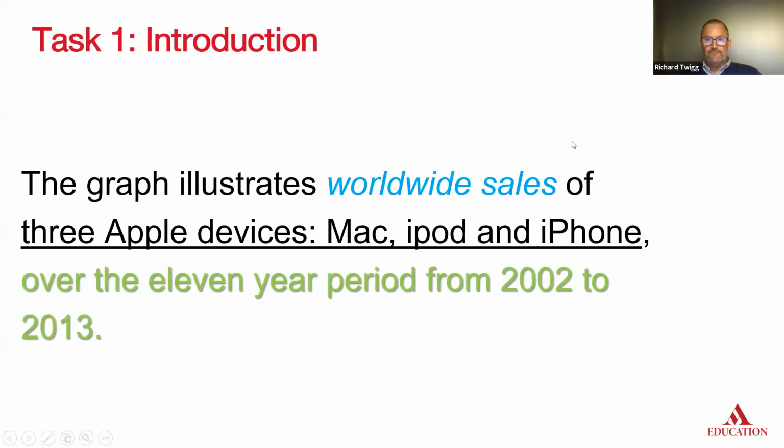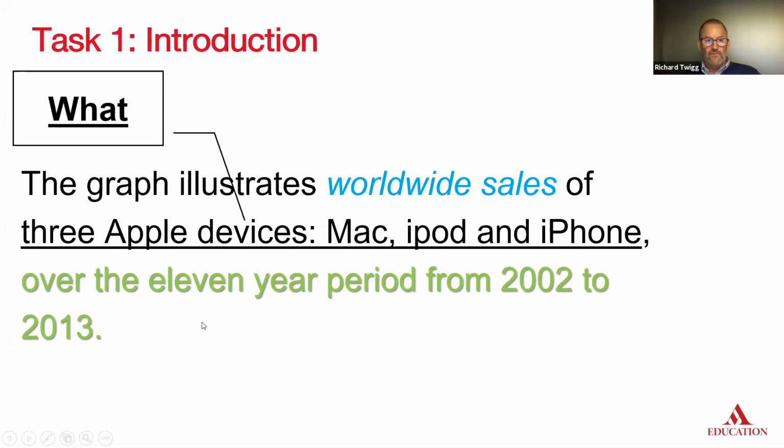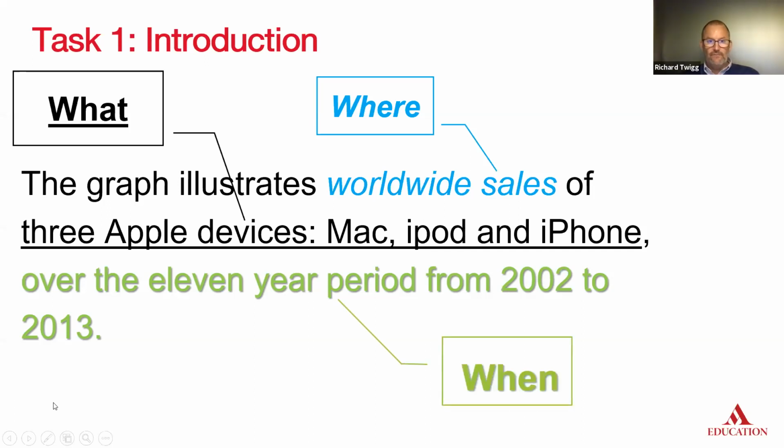So let's look at the introduction. So for the introduction, the graph illustrates, the line graph illustrates would be even better, worldwide sales of 3 Apple devices, the Mac, the iPod, and the iPhone, over the 11-year period from 2002 to 2013. So remember, we had 3 questions we needed to ask. The what, 3 Apple devices, the Mac, the iPod, the iPhone. The where, worldwide sales. And the when, over the 11-year period from 2002 to 2013.